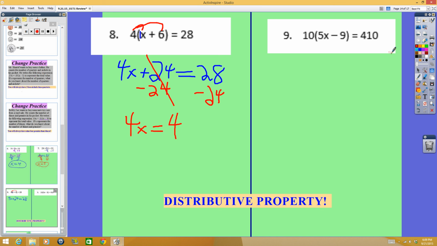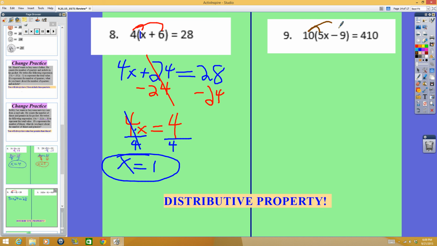That's 4. We know this x has a times 4 right there. To get rid of that, you divide by 4. You do the same thing on both sides. Please don't forget that. And your final answer is x equals 1. Alright, moving on.